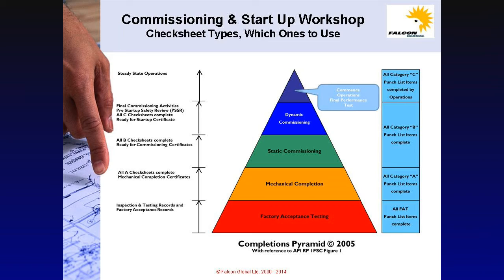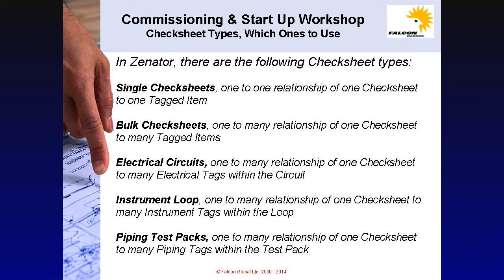The check sheet types to be used are for the completion of activities shown in the completions pyramid, namely for factory acceptance testing, for mechanical completion, pre-commissioning, function testing or static commissioning as it's also known, then dynamic commissioning, followed by startup and performance testing. In Xenitor, there are the following check sheet types.